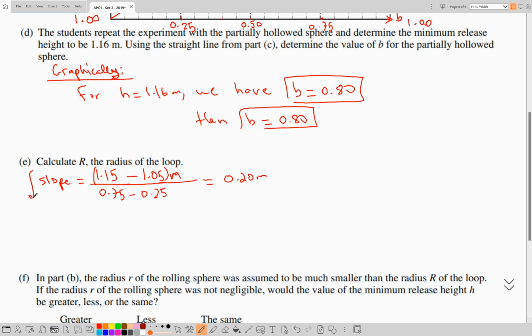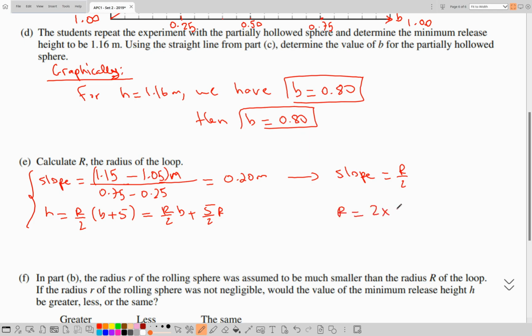Now we need to do the linearization. We know that the equation is given by H is R over 2 into B plus 5, which means that would be R over 2 B plus 5 over 2 R. If you compare, that's the slope, because H as a function of B, then the slope is given by R over 2, then R is given by the double of the slope. Then R would be given by 2 times 0.20, then R is 0.40, and the SI unit of R is meters.